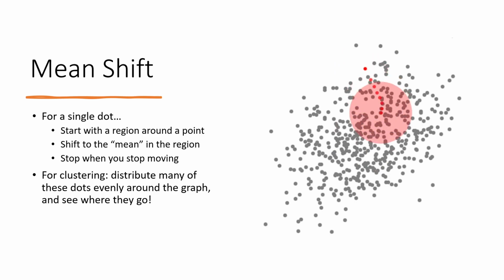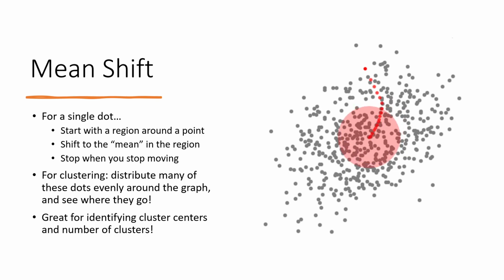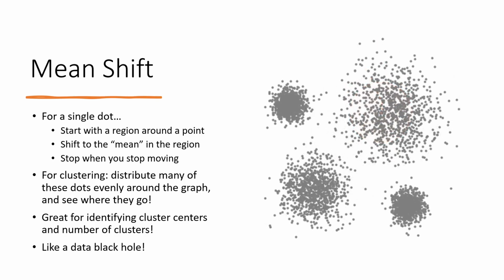a whole ton of these red dots. This is a single red dot. This whole graph is representing the journey of a single red dot. But I'm going to put a whole bunch of these red dots on a graph, and I'm going to watch them all move. And the cool part is that, if a single red dot can identify the center of a data set, well, if I put a whole bunch of them, then ideally a whole bunch of them are going to go to all the centers of all these data sets and really agree. And again, to me, it reminds me of a data black hole where all these dots are just falling into the black hole.